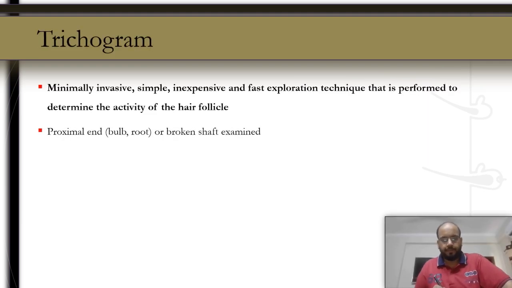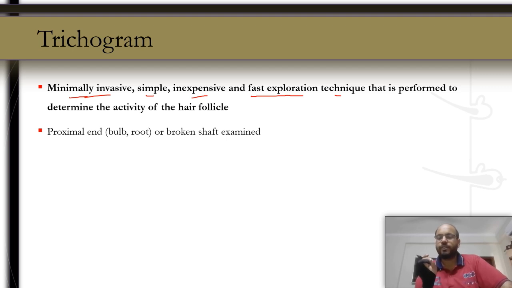So what is trichogram? This is the definition of trichogram. If you want to remember this, or in the Viva, you can easily say what trichogram is. Trichogram is a minimally invasive, simple, inexpensive and fast exploration technique that is performed to determine the activity of the hair follicle.